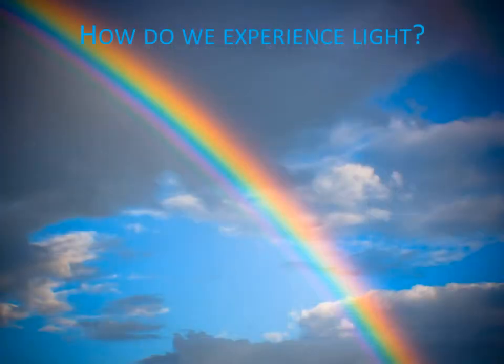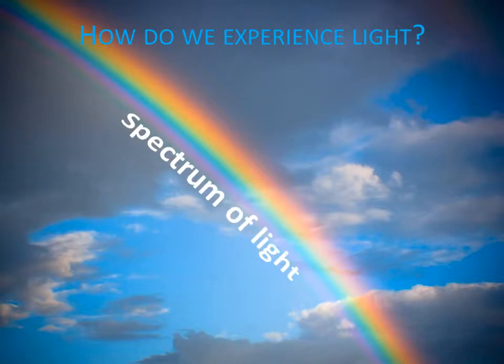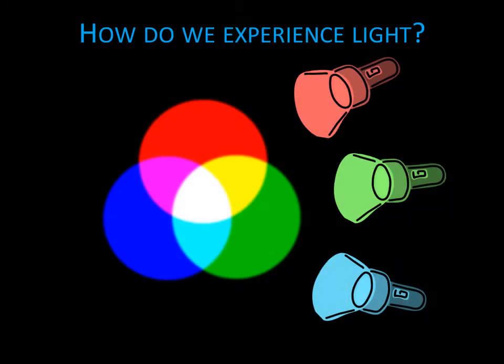So, how do we experience light? When I think of light, I think of colors. A beautiful rainbow, for example. That spread of colors is called a spectrum. But mixing colored light is different than mixing colored paints. If we mix all the colors of light together, we get white light.